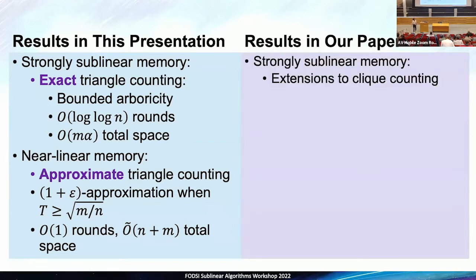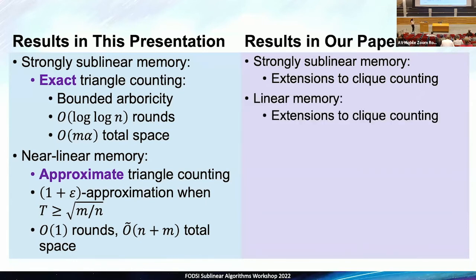Additional results in our paper are that we can turn all these algorithms into algorithms for clique counting. You can convert this exact triangle counting algorithm to a strongly sublinear memory algorithm for clique counting, and this only increases the total space we use by some additional factors of alpha. You can turn this near linear memory algorithm into an algorithm for clique counting by increasing the lower bound on the number of triangles, also by some factors of alpha.